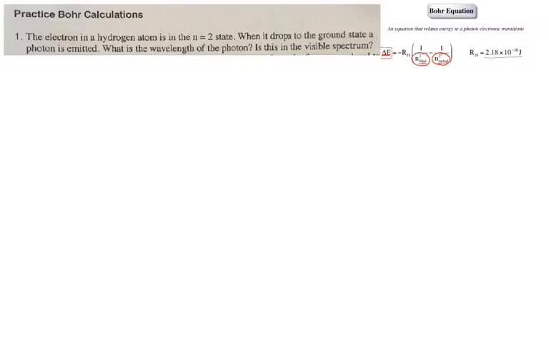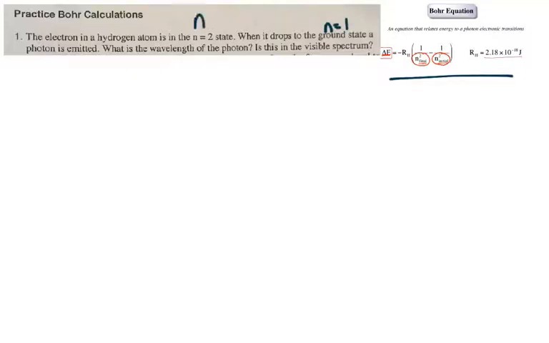Okay, so using the Bohr equation, which is right here, I'm just going to go ahead and insert the information. It says the electron in a hydrogen atom is in the n equals 2, so n is energy level, so it's saying it's in the second energy level. And then it says it drops to ground state. So ground state is energy level 1. So ground state is n equals 1.